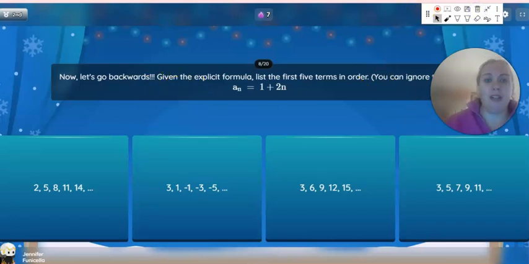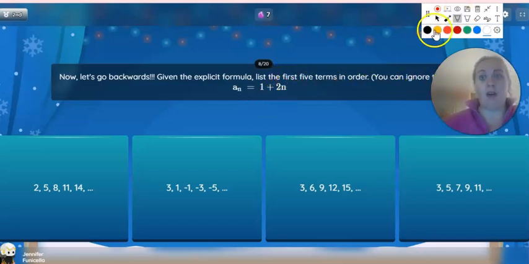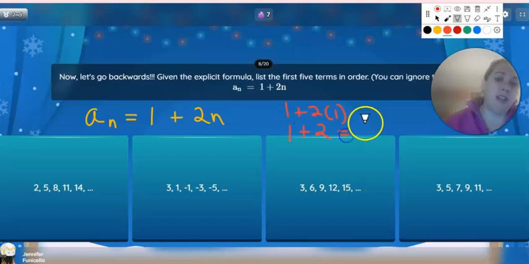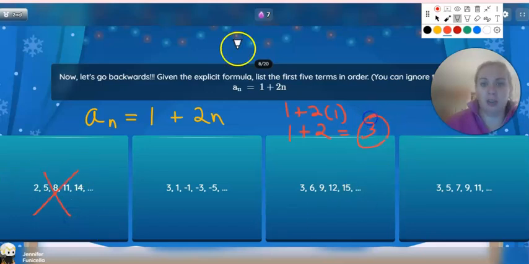Let's go backwards. Given the explicit formula, list the first 5 terms in order. Okay, so we have A sub n is 1 plus 2n. So our first term is when n is 1, which would be 1 plus 2 times 1, or 1 plus 2, which gets us 3. So it's definitely not that first option because we should start with a 3. That's our first term.